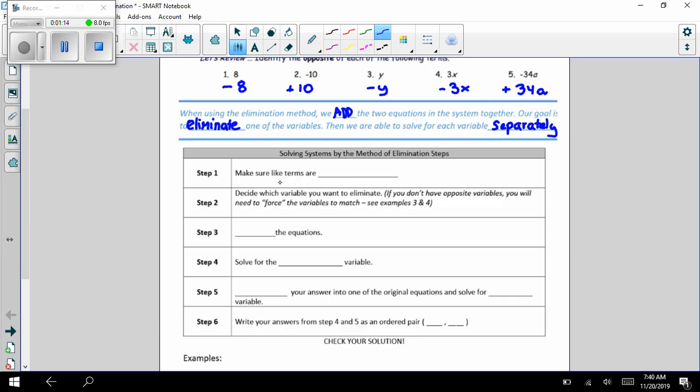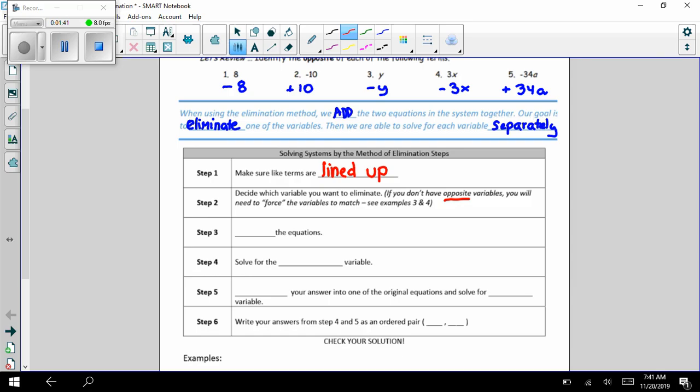Step 1, make sure like terms are lined up. Second step, decide which variable you want to eliminate. If you don't have opposite variables, you will need to force the variable to match. And we're going to do some examples on the back of this page, 3 and 4, where we actually have to force the variables to match.